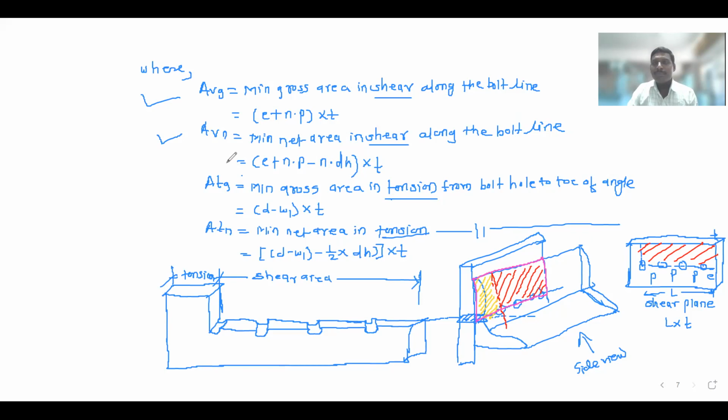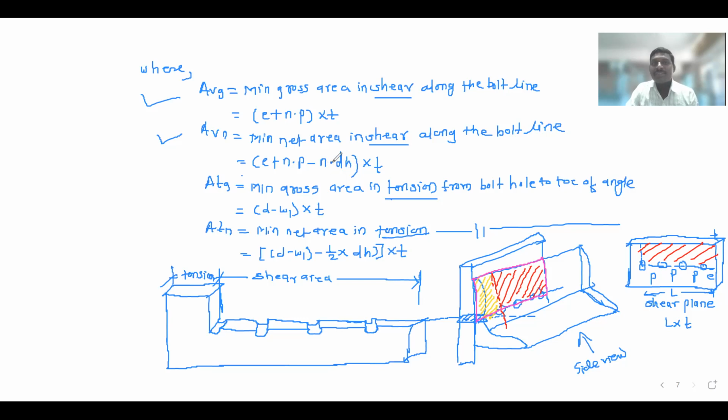काय करतो नेट एरिया मध्ये आपण? होल मायनस करतो की नाही? हा सर. ओके. सो नाव सी E प्लस N इंटू P म्हणजे वरचा फॉर्म्युला आहे असा. टोटल लेंथ कॅल्क्युलेट केली, मायनस N इंटू DH.